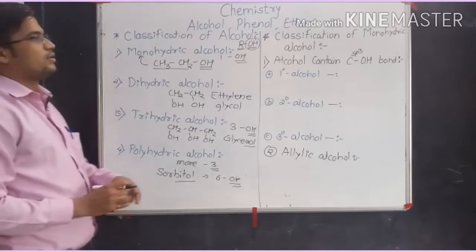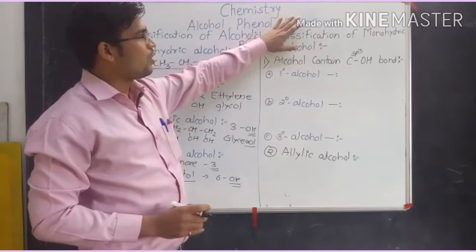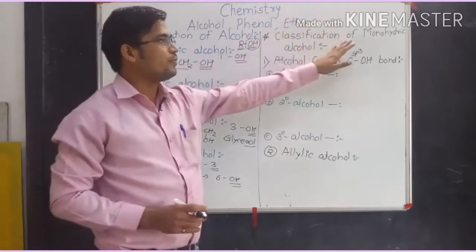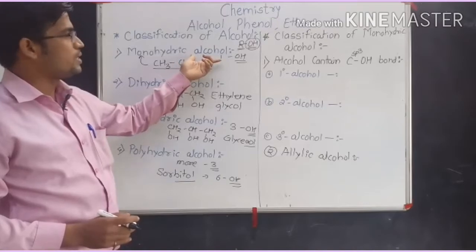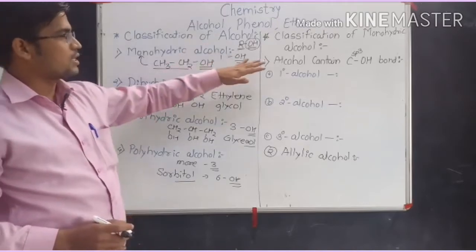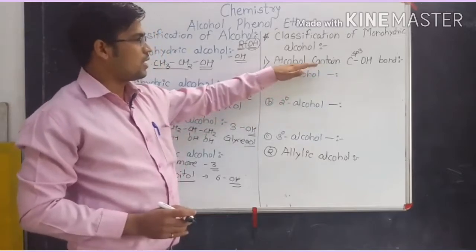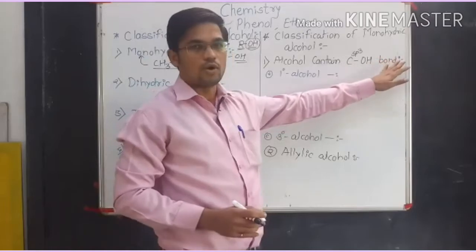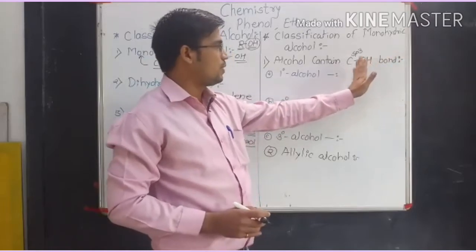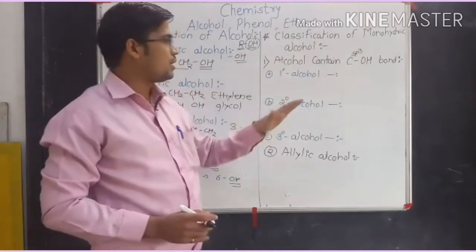And student, the next topic of today's session is the classification of monohydric alcohol. All of you know that in monohydric alcohol one OH group is present. The first classification of monohydric alcohol is alcohol containing an sp3 carbon-OH bond. The carbon is sp3 when it is attached to another carbon by a single bond.